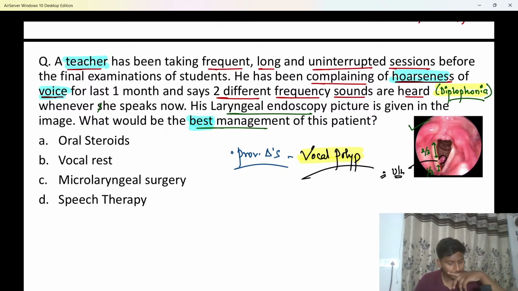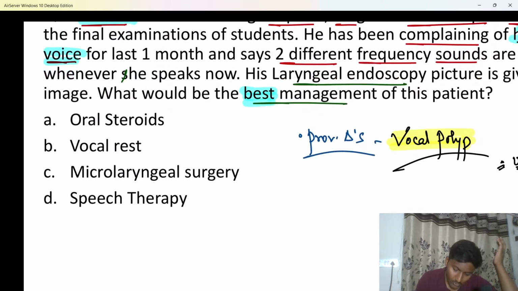Is it B or C? Please tell me that. Is it B or C? Will the polyp get better on its own with vocal rest? No, it won't, beta, right? Vocal rest will be given, will be advised. Okay, that will be advised, but will the patient get better with vocal rest? No. The polyp will still stay over there. Further polyps will not form, but the polyp will still remain. So that's the reason the best answer has to be option C, microlaryngeal surgery, that is a CO2 laser excision.